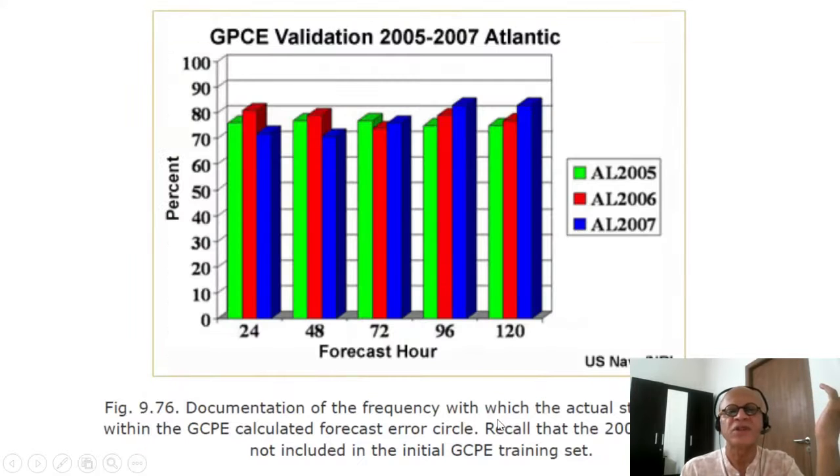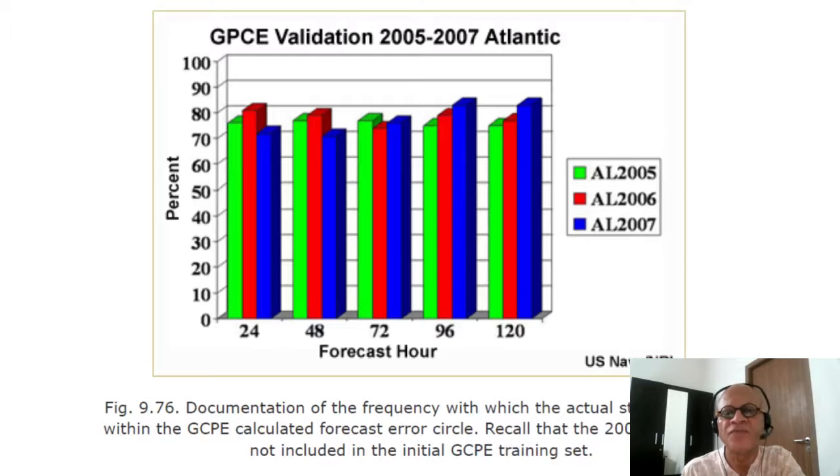Okay, details, but nonetheless, GPCE validation for 2005 to 2007 for the Atlantic is shown here. Documentation of the frequency with which actual storm track fell within the GPCE calculated forecast error circle. Recall that 2007 season was not included in the initial. So when you do these kind of statistical tools, you have a training set and then you have a forecast period to make sure that your forecast system is working, right?